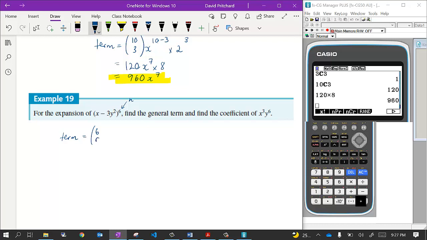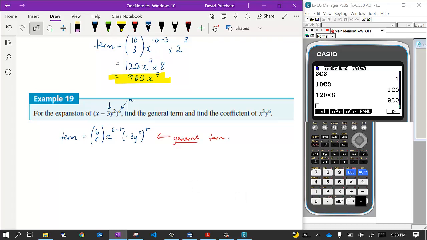R is still variable at this stage because we're just looking at the general term. This is a rule for all of the terms. Instead of a, we've got x. So we've got x to the power of n take r, so 6 take r. And our second term is this whole negative 3y squared. So now we've got negative 3y squared, and it will be to the power of r. Okay, so this is what we call the general term. In truth, it's all the terms. General is referring to a rule that fits all the terms.